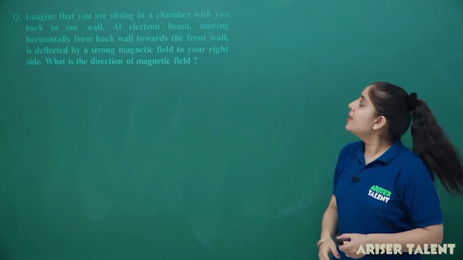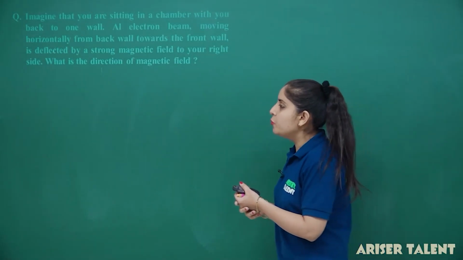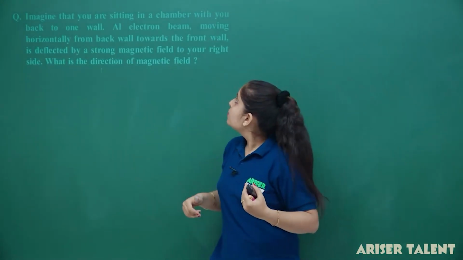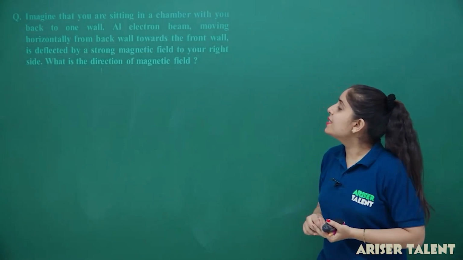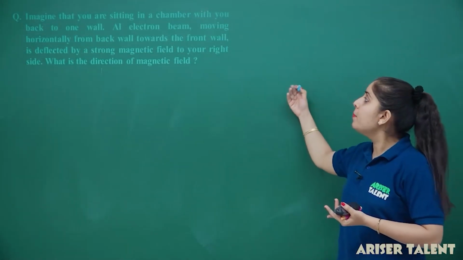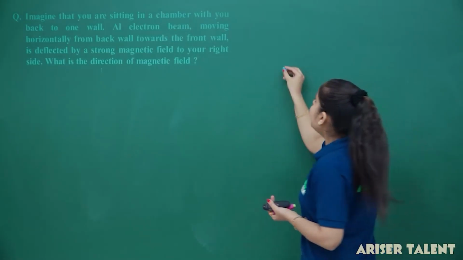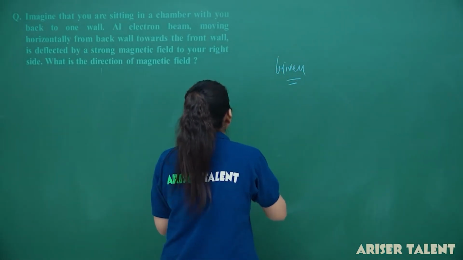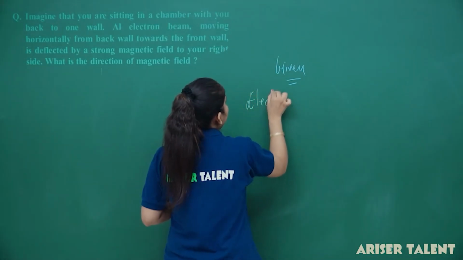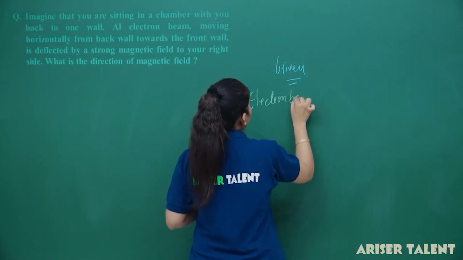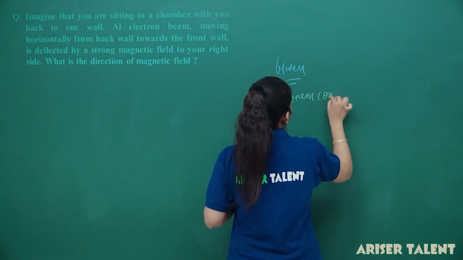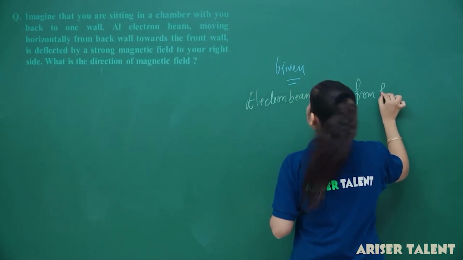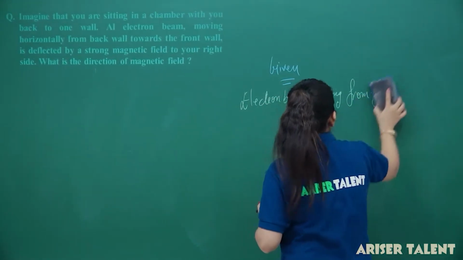Imagine that you are sitting in a chamber with your back to one wall. So you must be sitting like that, your back to the one wall. Now, an electron beam is coming horizontally from the back wall towards the front wall. It means, what are the given conditions here? The given condition is that the electron beam is coming from back to front.